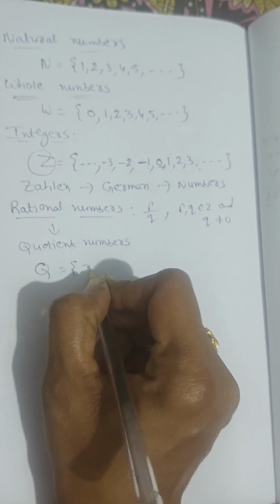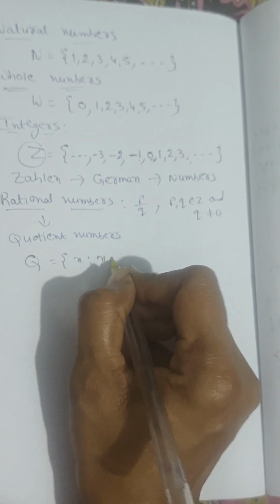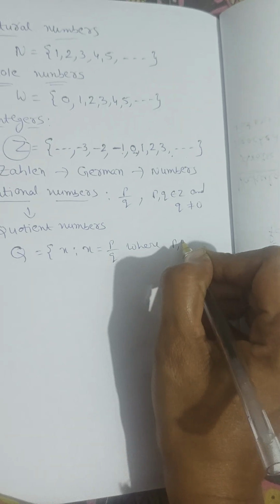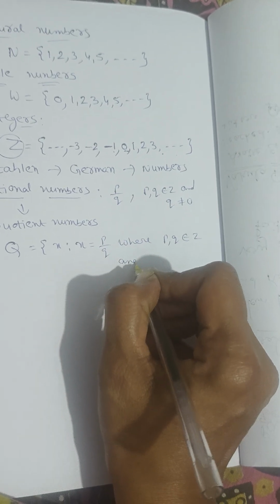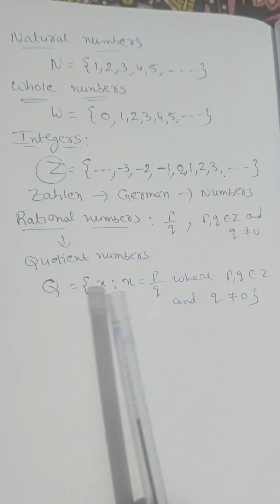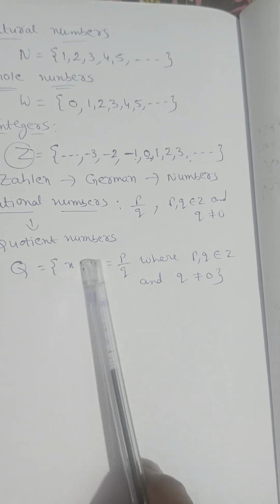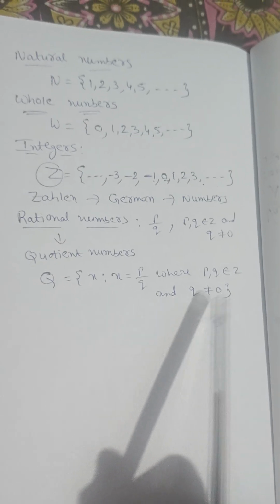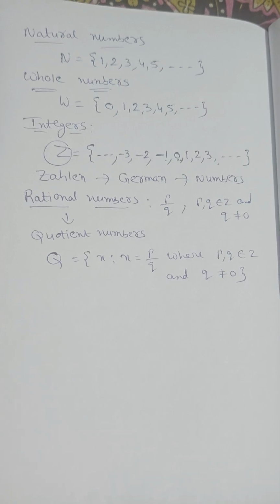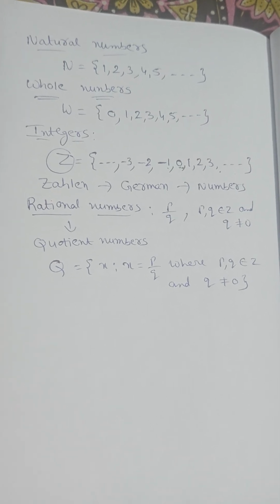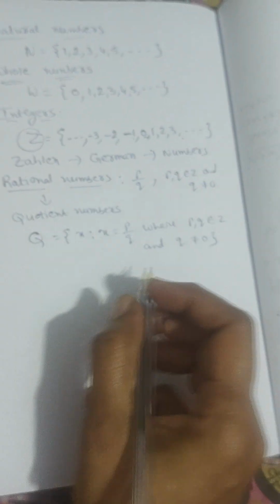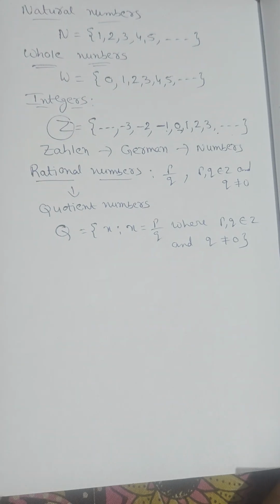So what are rational numbers? x such that x is in the form of p by q, where p, q belong to Z and q not equal to 0. So what is the meaning of this? Rational numbers are in the form of p by q, where p, q belong to Z. That means p and q we have to take only integers. Belongs to Z means what? Z means integers. And q not equal to 0. Then only they are called quotient numbers, and they are also called rational numbers.